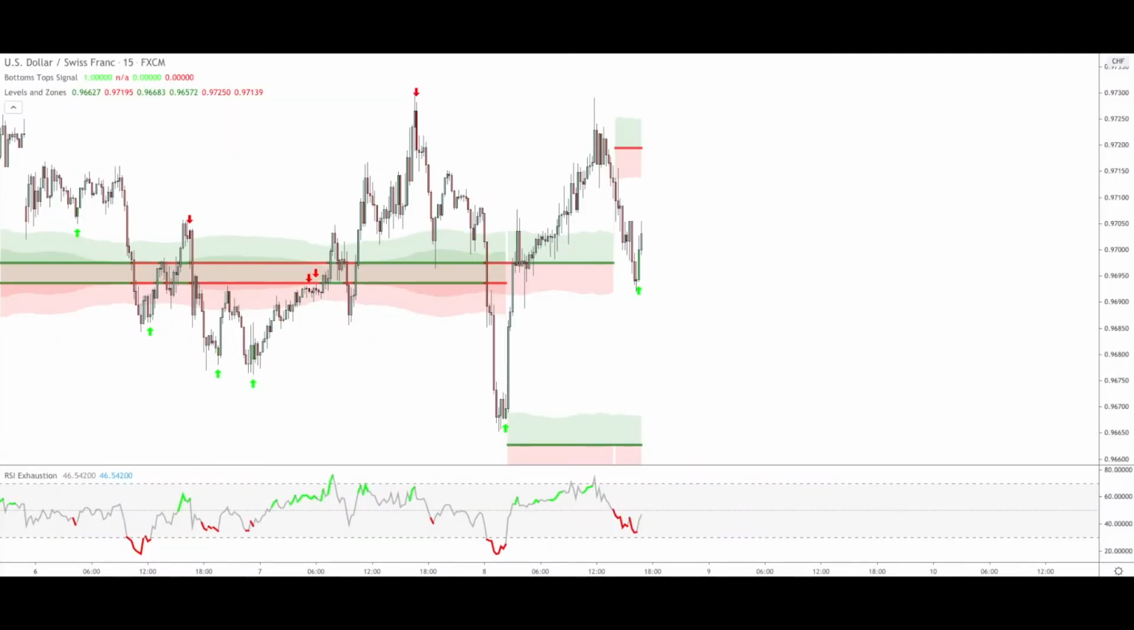Today I want to show you a slightly different setup with the bottom stop signal and the RSI exhaustion indicators. Additionally, I'm also using the levels and zones, which I typically use for extra reference in building my setups, as an additional confirmation that the setup and the overall analysis is correct.